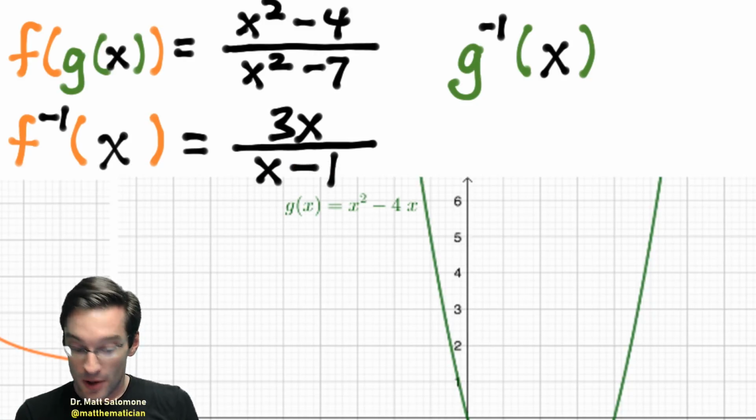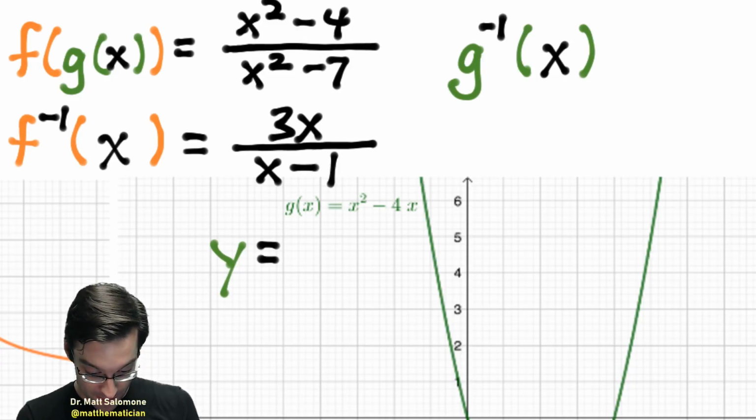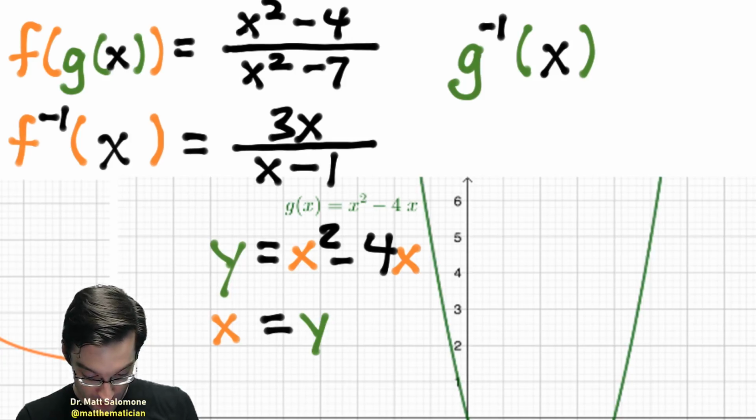g of x is x squared minus 4x. So if I'm using the same process, what would I do? I would put a y on the right-hand side, and then I'd have x squared minus 4x on the left-hand side. Oops, I think I interchanged right and left there verbally. x squared minus 4x. I would interchange the roles of x and y, so I'd place x over here. I'd place y's in place of the x's. y squared minus 4y.